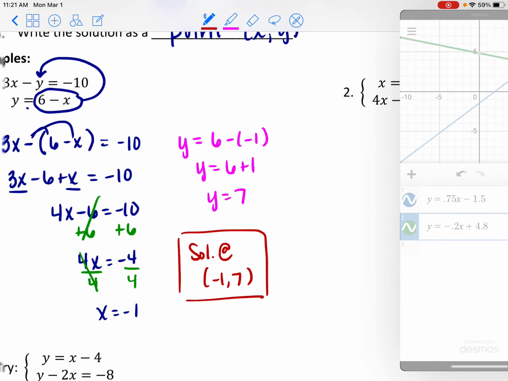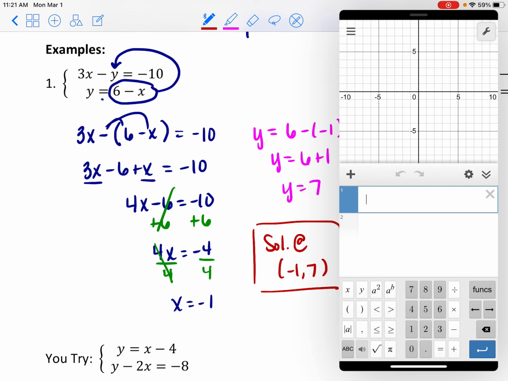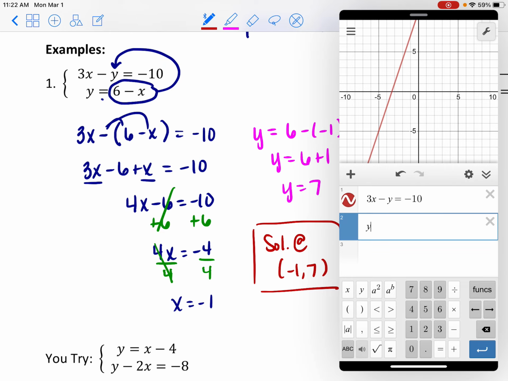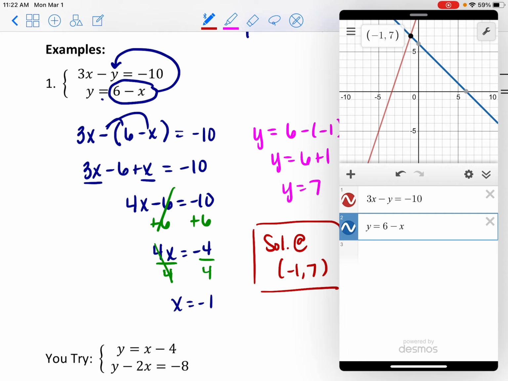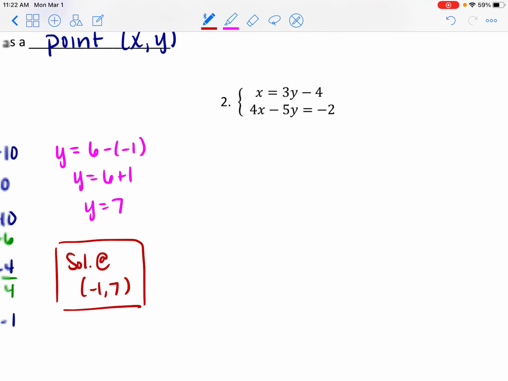Now again, we have technology, so we might as well use it to confirm what we're doing here. What we're saying here with this algebraic process is if we graphed a line, 3x minus y equal to -10, and we graphed a line y equals 6 minus x, that these two lines would cross at -1, 7, and in fact they do. Okay, so you can use technology to verify. Remember, you can also verify by plugging that point into both equations and making sure that you get a true statement. Okay, so lots of ways to check your work.